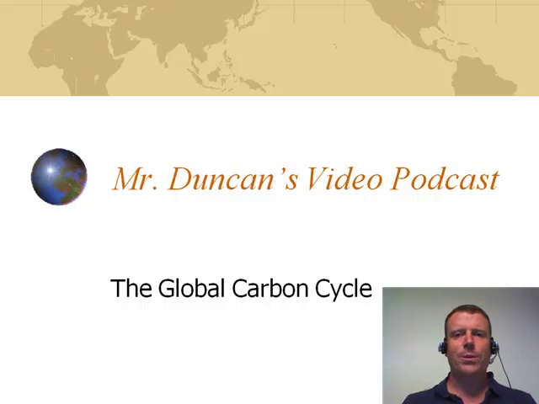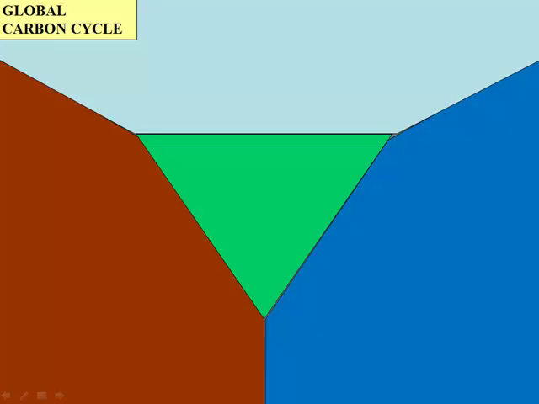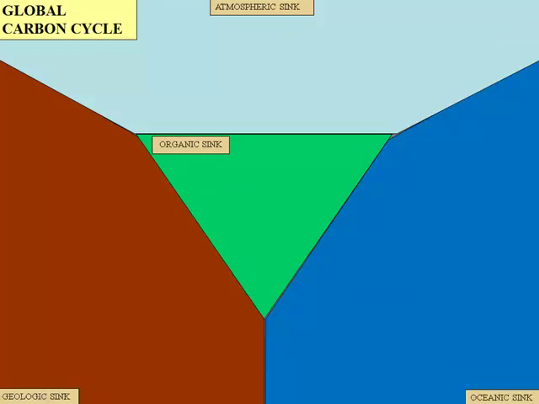In today's episode, we'll be studying the global carbon cycle. In other words, we'll be following the path that carbon takes as it travels through the atmosphere, the oceans, the earth, and our bodies. When we look from a global perspective, carbon is stored in four major areas called sinks. The four global carbon sinks are the atmospheric sink, the organic sink, the geologic sink, and the oceanic sink.